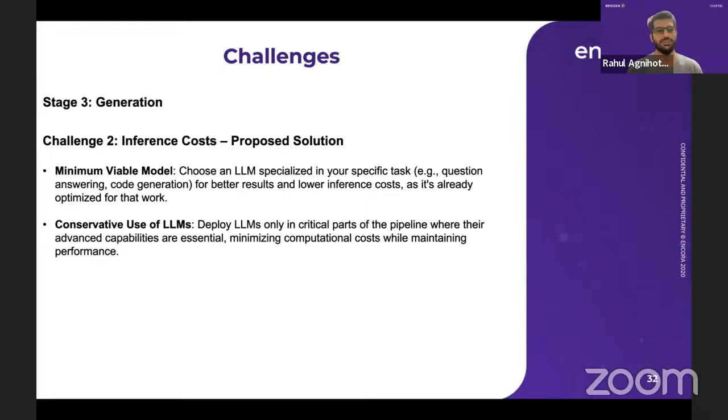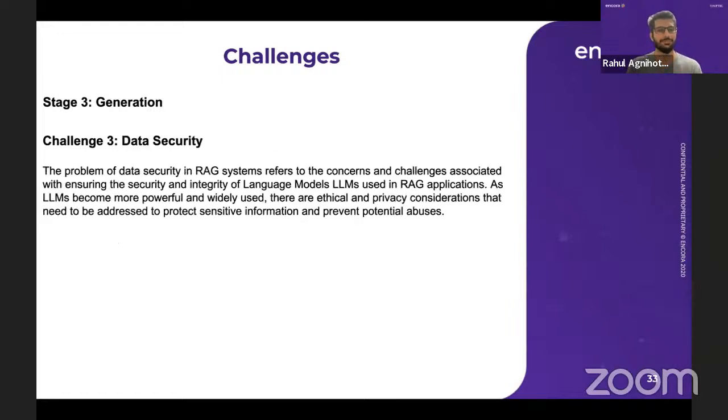And also, when you have decided the model, you need to think about how you deploy it conservatively. You don't call the model for everything. You can always have a system in place where only the critical components of the pipeline are actually calling the LLM, and not every part of it. So take care of the cost and try to make conservative use of the LLMs.